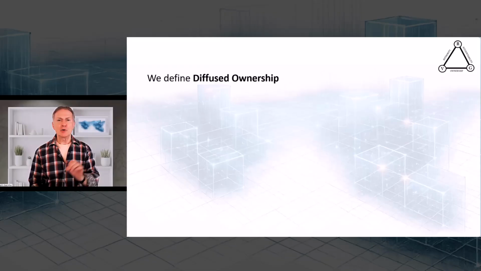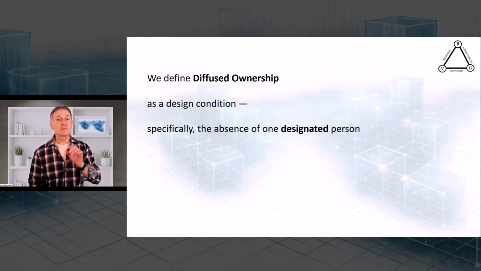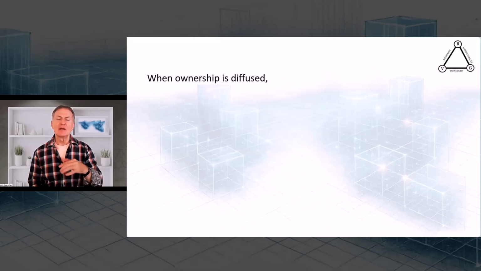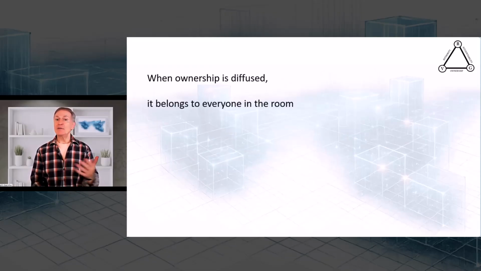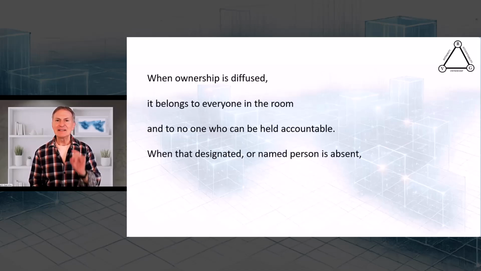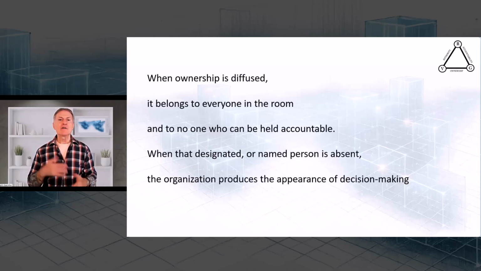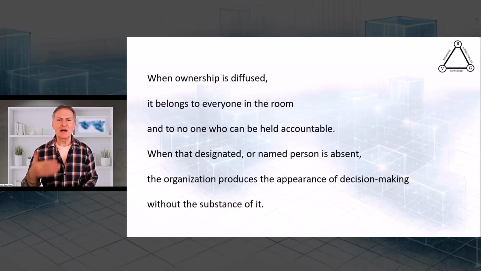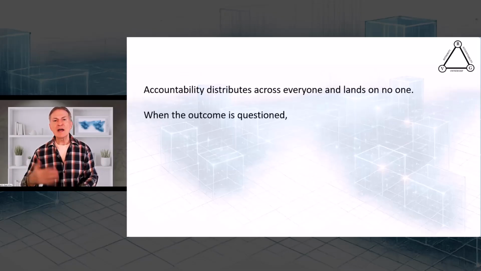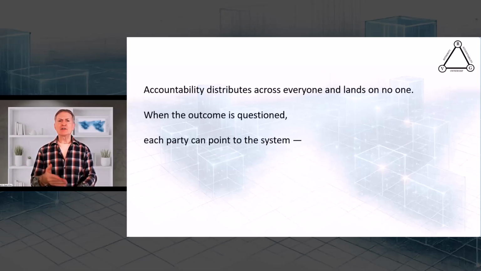We define diffused ownership as a design condition, specifically the absence of one designated person who holds a specific decision and is accountable, the owner of the outcome. When ownership is diffused, it belongs to everyone in the room and to no one who can be held accountable. When that designated, named person is absent, the organization produces the appearance of decision making without the substance of it. Accountability distributes across everyone and lands on no one. When the outcome is questioned, each party can point to the system.